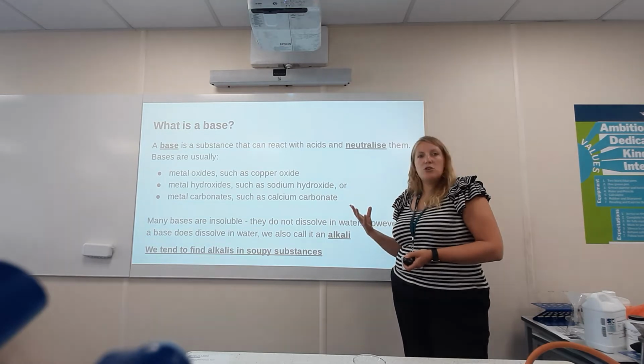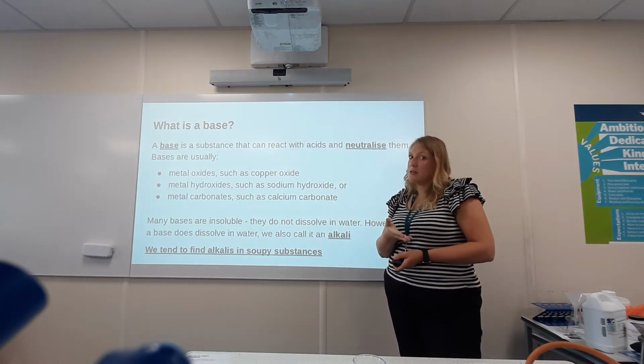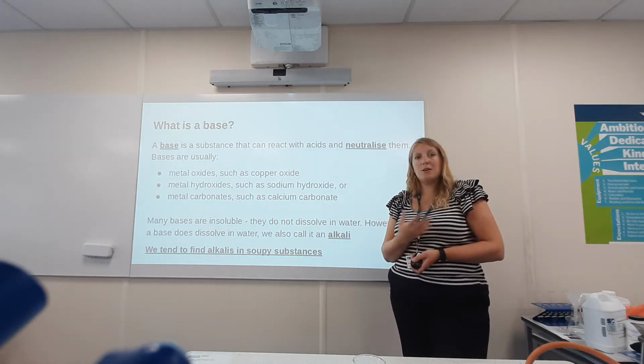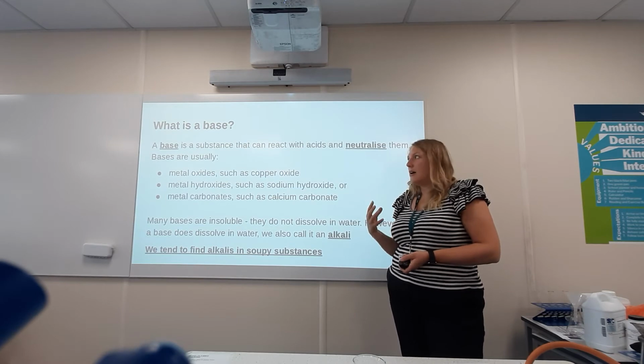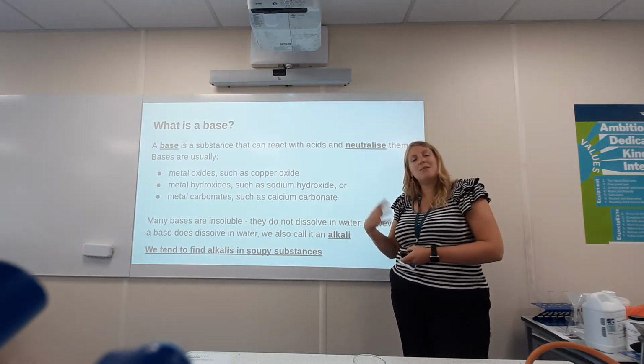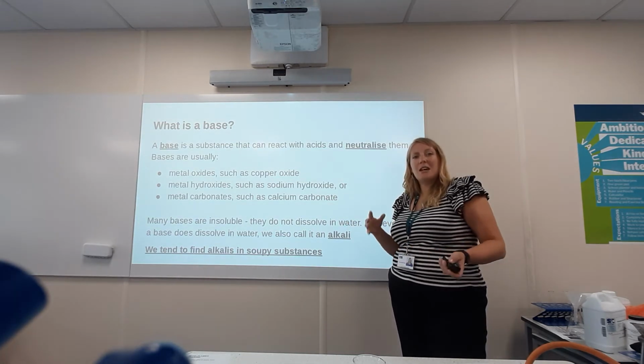So what are they usually like? Well, they're usually metal oxides, which we've met. We looked at magnesium oxide last week when I made that white powder. There's an example here, copper oxide. Those are basic, that's what I was saying last time. Things that make metals, metal salts, and metal oxides tend to be bases.